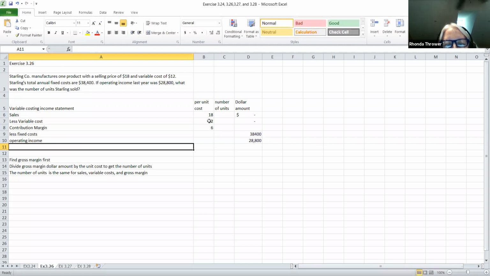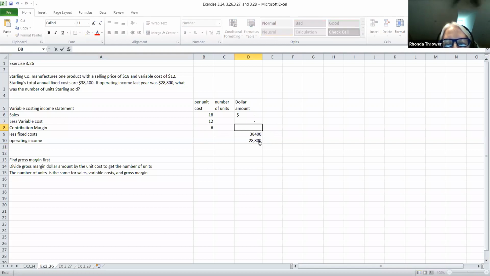Well, these figures were all given to us. 18 and 12 was given to us. 38,400 and 28,800 was given to us. So we had to find 6, and you do that by subtracting 12 from 18. That's how you get the 6, which is our contribution margin. Our fixed costs were given, our operating income was given. So if we want to know what the dollar amount of our contribution margin is, since we were given our operating income and our fixed cost, we can find that.